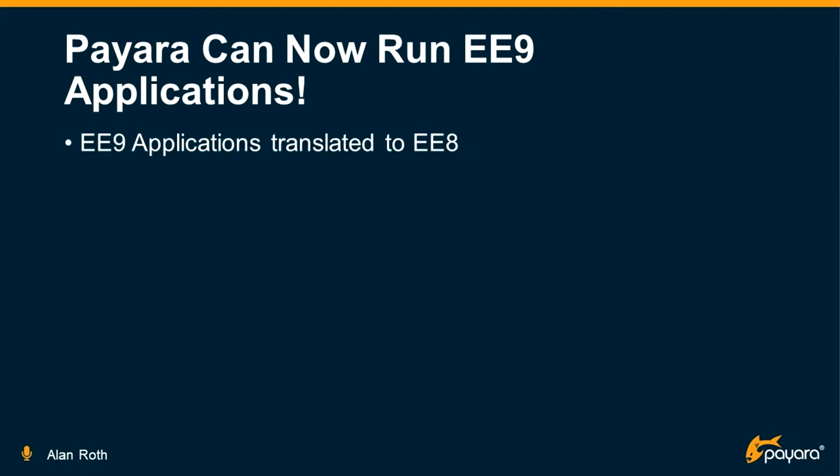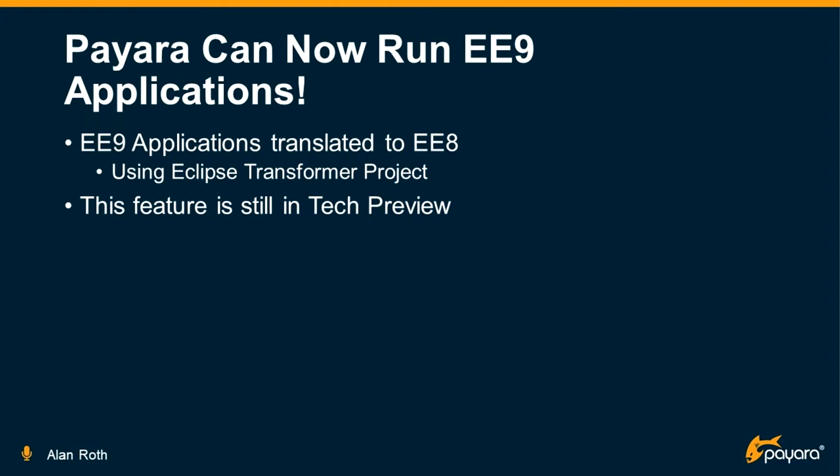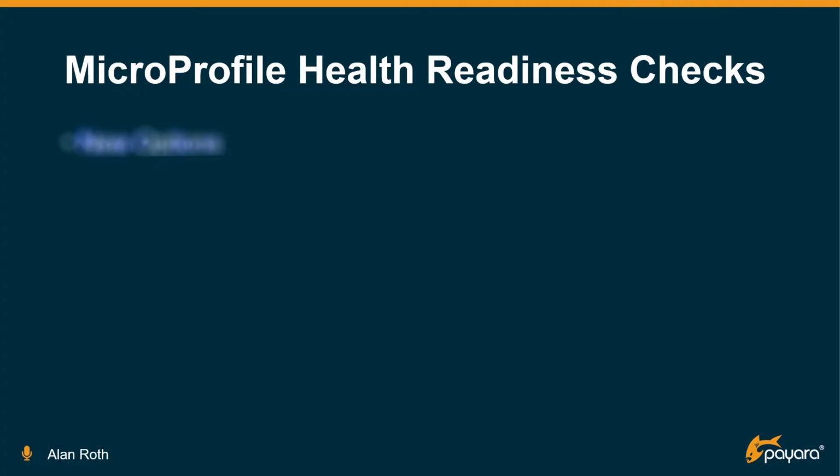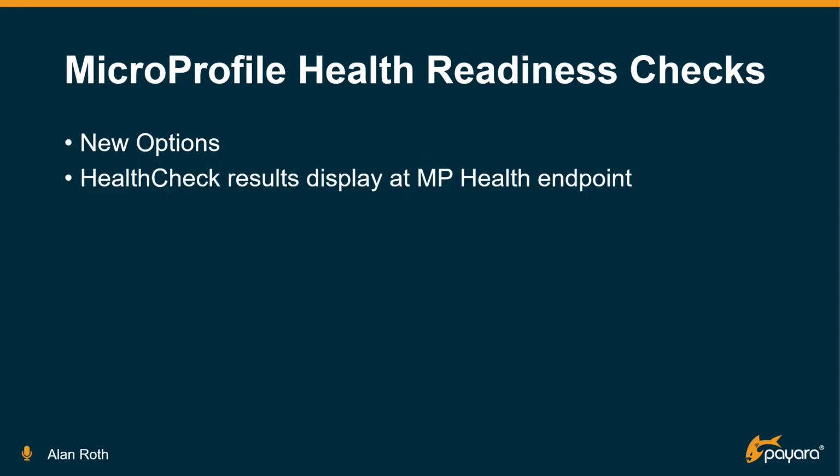You are now able to run Jakarta EE 9 applications on Payara Server Community version using the Eclipse Transformer project. We have introduced this feature into Tech Preview. This feature is not recommended to be used in production environments. This doesn't signify Payara as being fully EE9 compatible. It is a proof of concept for transitioning Payara to EE9, and this is one of those steps, supporting EE9 applications. We have added new MicroProfile health-related options, which allows you to add configured Payara health checks to MicroProfile health endpoints as readiness checks.